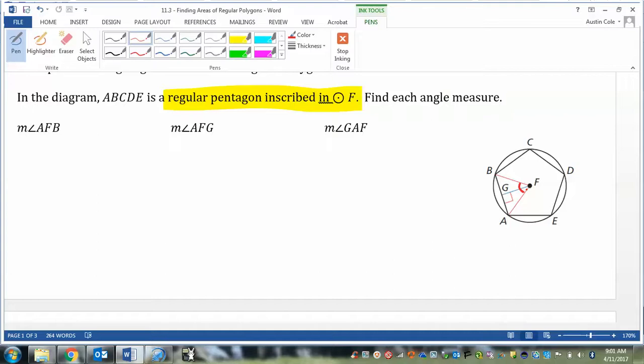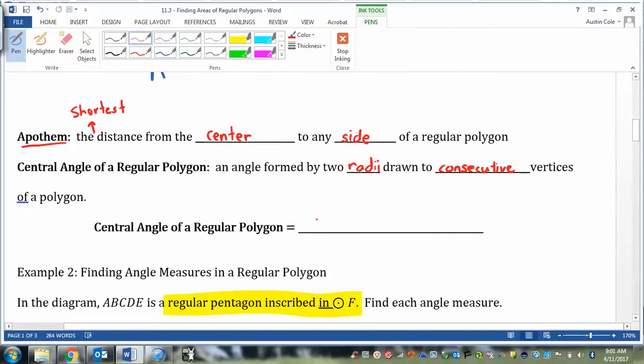Here's another question. How many of those angles are there going to be inside this pentagon? 5. Why 5, Joe? Because there's 5. Aren't there 5 sides? So each side essentially creates, don't draw this, it'll get too crazy, but each side creates a central angle. So to find out the central angle of a polygon, take 360 and divide it by the number of sides.